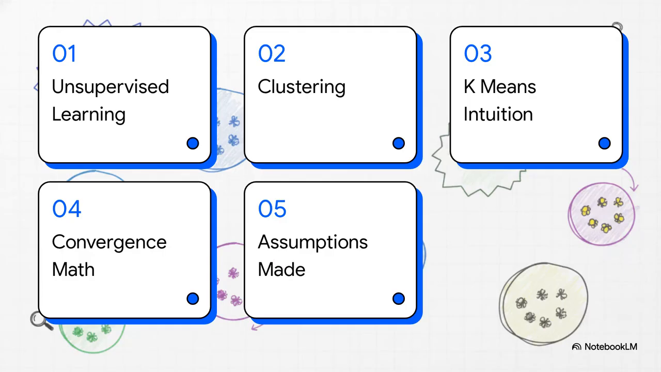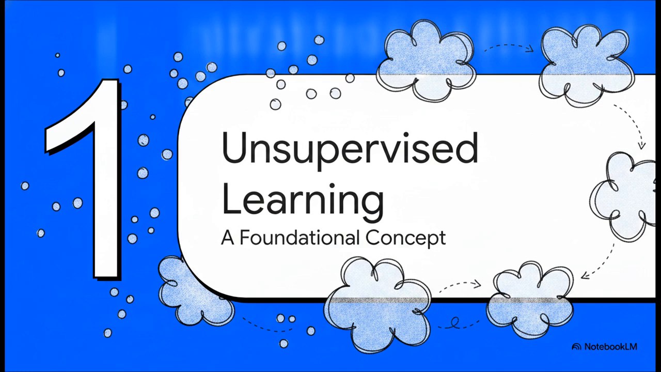Here is our game plan for today. First, supervised versus unsupervised learning. Second, the art of clustering. Third, how k-means works. Fourth, the math and convergence. And finally, real-world limitations. Okay, let's dive right into this.